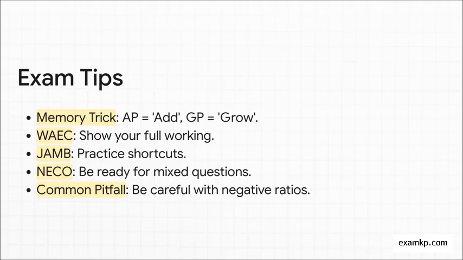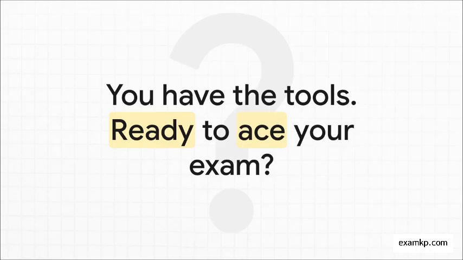And a huge warning. Always double check how you calculate r in a GP, especially if there are negative numbers. That's the number one spot where people make easy mistakes. And that's a wrap on progressions. We've gone through the ideas, the formulas, and how to use them on real exam questions. You seriously have all the tools you need now. Just get your hands on some more past questions, practice these steps, and you are going to be more than ready. Good luck.